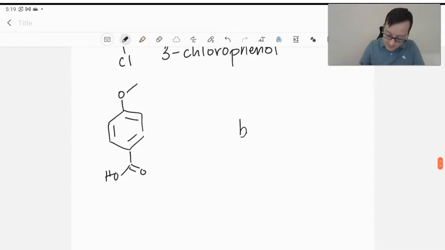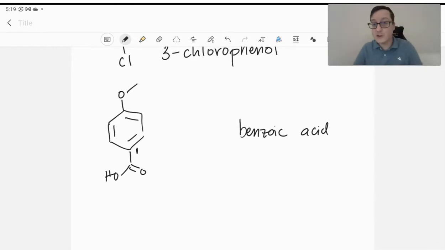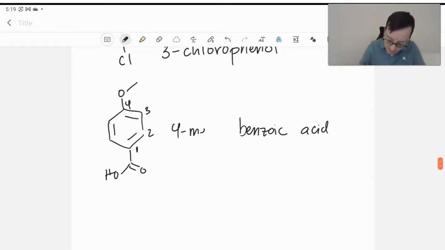So that means we have our parent name already. So our carbon number 1 is the one to which our acid is attached. And no matter which way we number this, we're going to end up with our methoxy group on carbon 4. So we'll call this 4-methoxy benzoic acid.